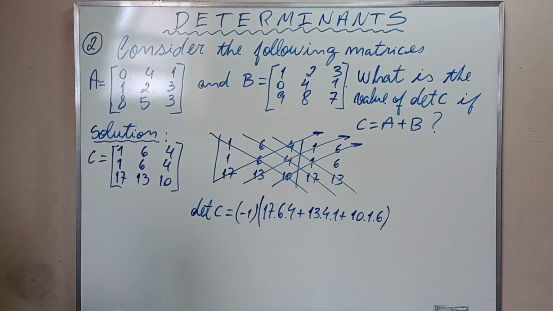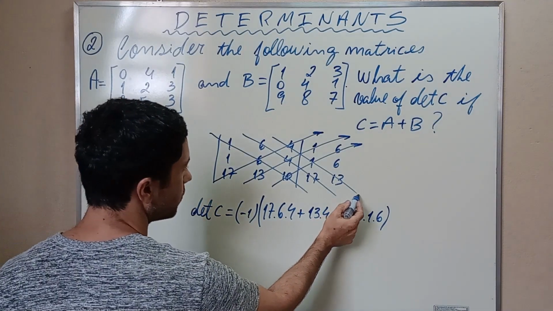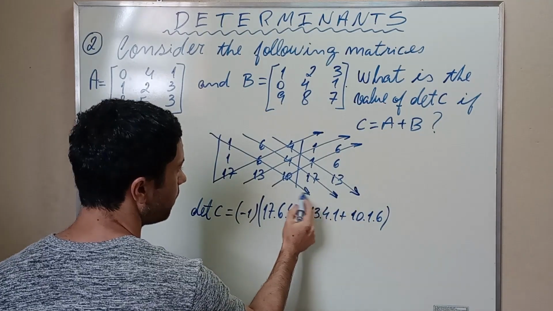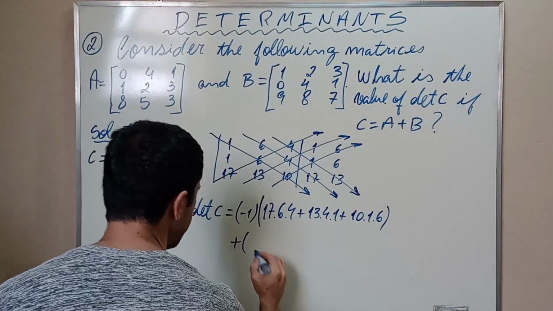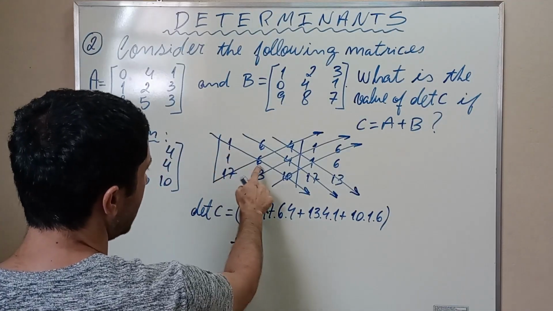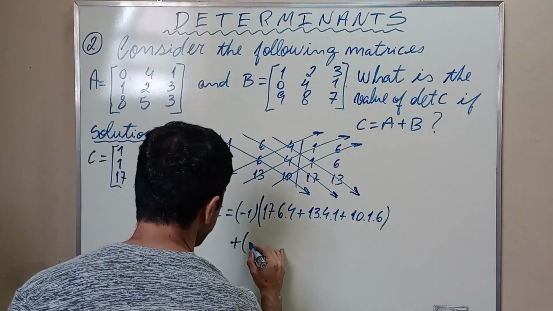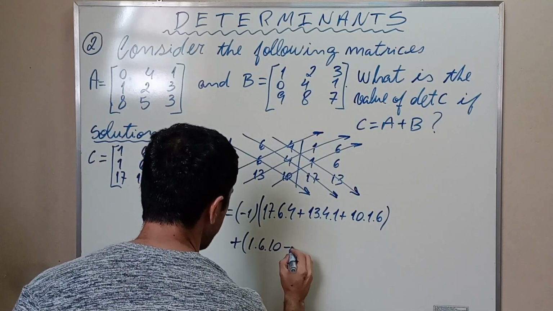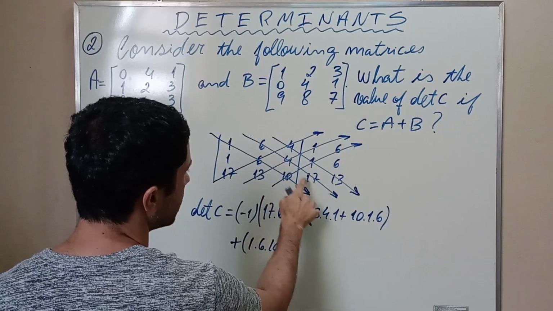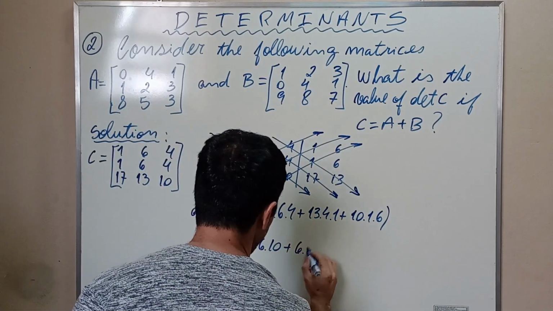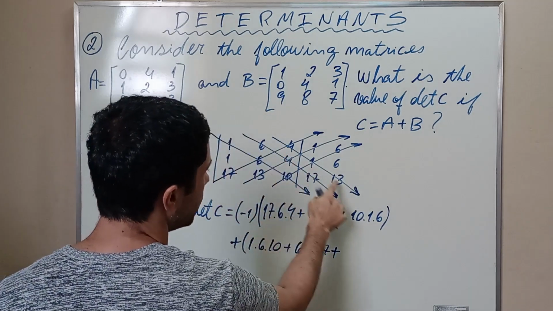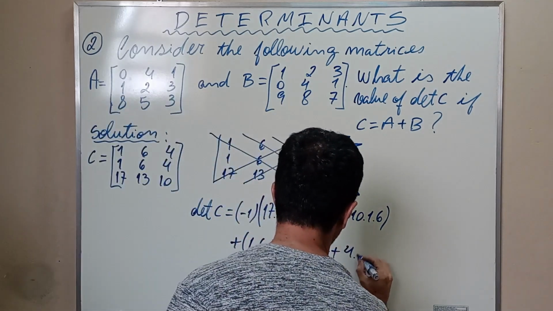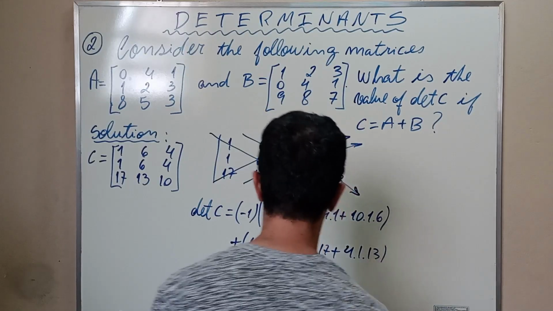For the entries of the main diagonals, we don't multiply by -1. Then it is going to be positive 1 times 6 times 10 plus 6 times 4 times 17 plus 4 times 1 times 13.